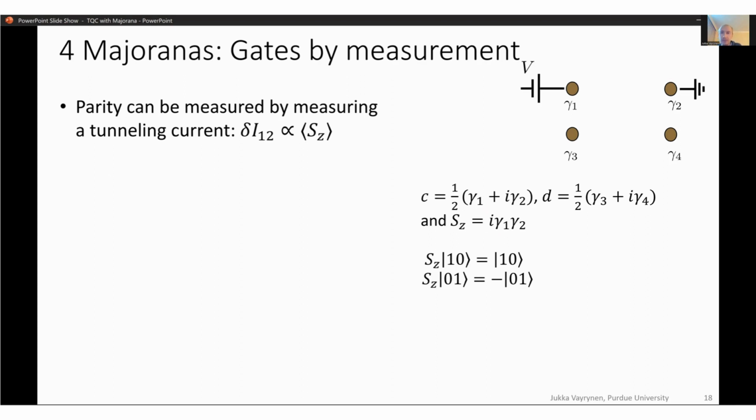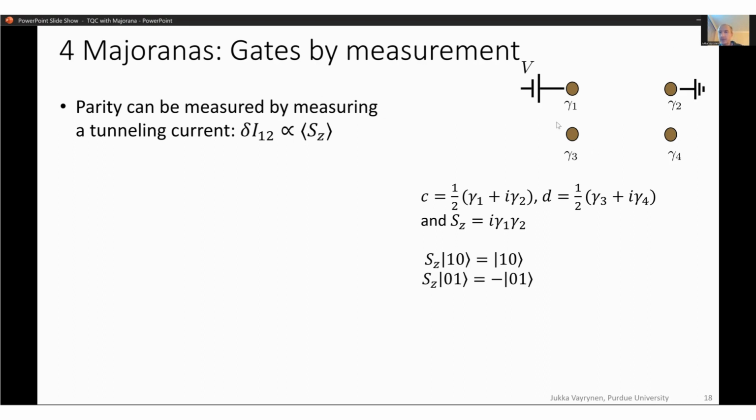This is not the only way to measure this operator. You can also, for example, use microwave measurement. You could put a capacitively coupled microwave resonator to this, and then apply a time-dependent voltage, and you can show that that is another way to couple to this gamma 1 gamma 2 operator. Okay, so you can measure this sigma Z operator.